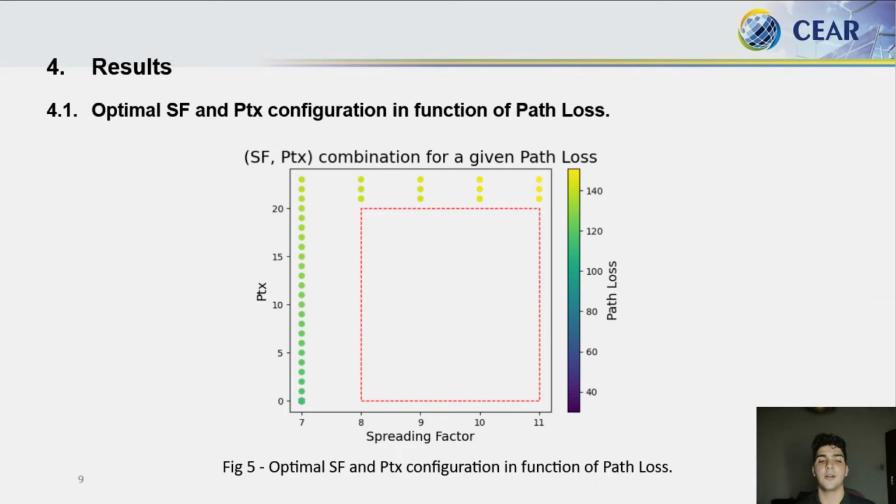The dashed red rectangle indicates configurations of SF and PTX that did not result in minimal energy consumption for NPL. The optimal LoRa configuration set versus the PL values is stored in a two-dimensional array, a matrix that is easily stored in the sensor node memory, so it's not necessary to redo the computation, which would consume more energy and time from the sensor node.